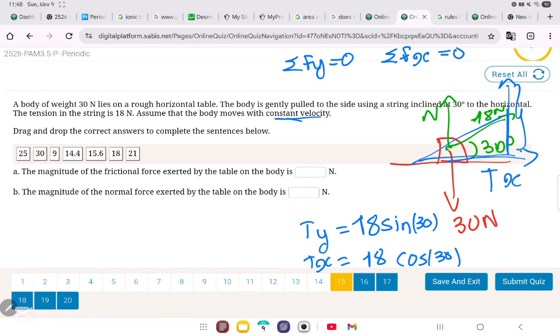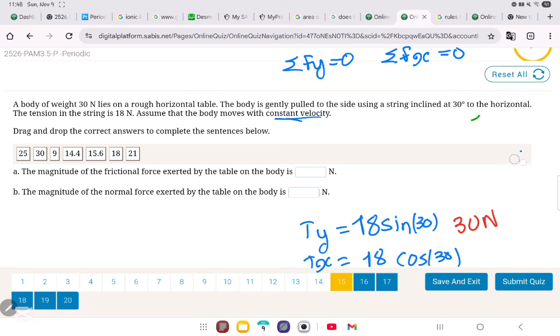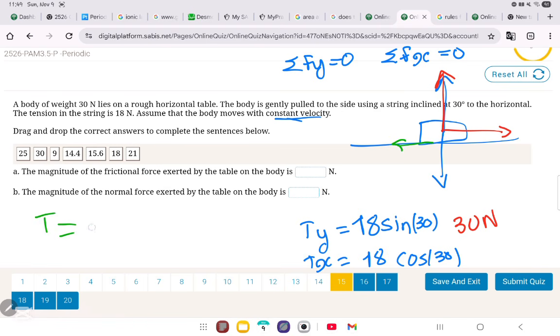Now we have tension Y, tension X. Okay, my free body diagram will now look like this. This is the surface, this is the block, this is the weight, this is the normal, this is tension X, this is tension Y. What can we say now? We said that sigma Fy equals 0 and sigma Fx equals 0. They want the magnitude of the frictional force. We know that tension X is equal to the frictional force, to be more specific. So 18 cosine 30 is equal to the frictional force, which is 15.6 newtons. So for the first one, the answer is 15.6 newtons.